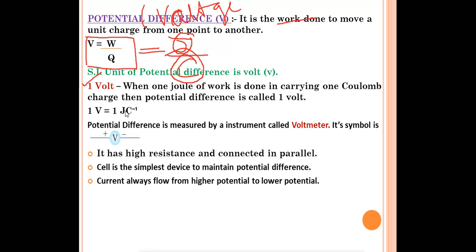1 V is equal to 1 joule per coulomb. So we can write 1 V is equal to 1 joule per coulomb. Unit of work is joule and unit of charge is coulomb. So we can write 1 volt is equal to 1 joule per coulomb.